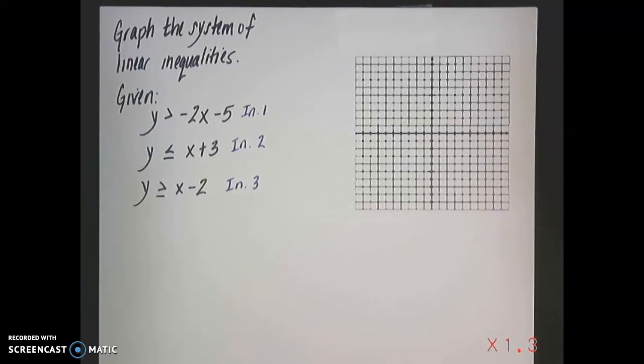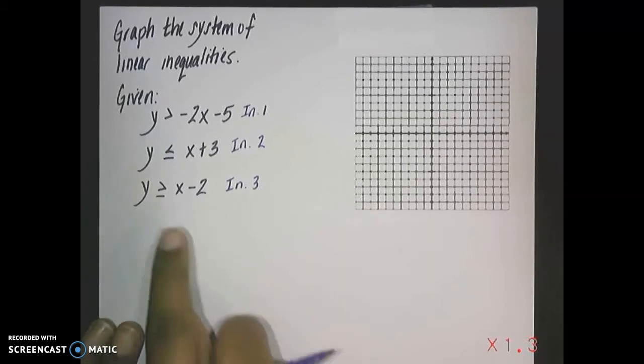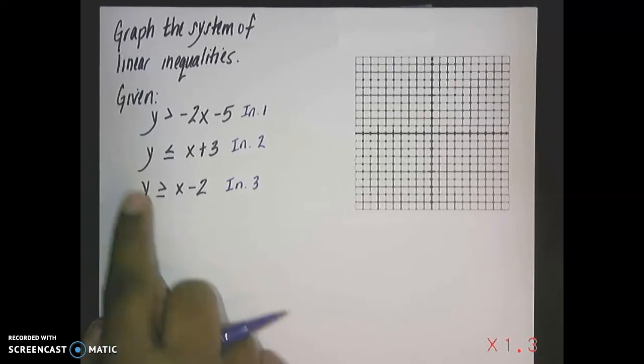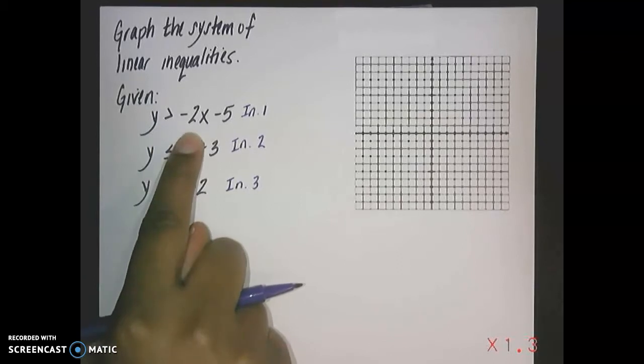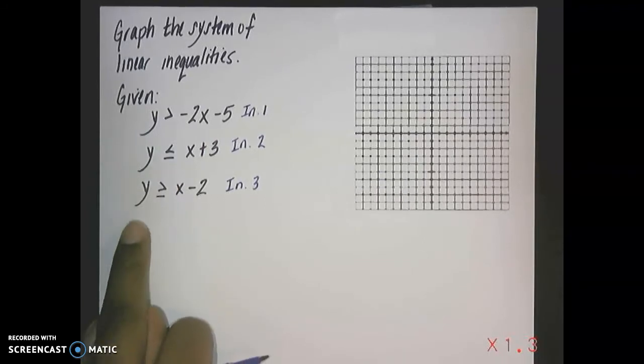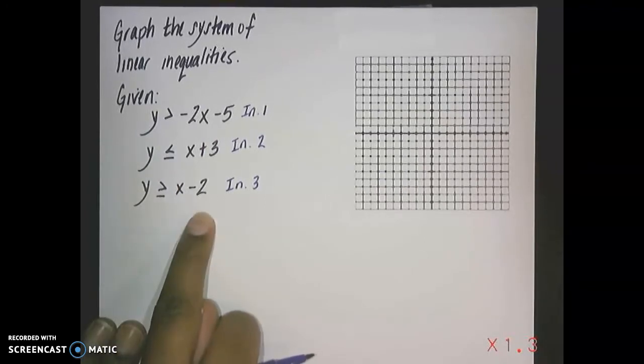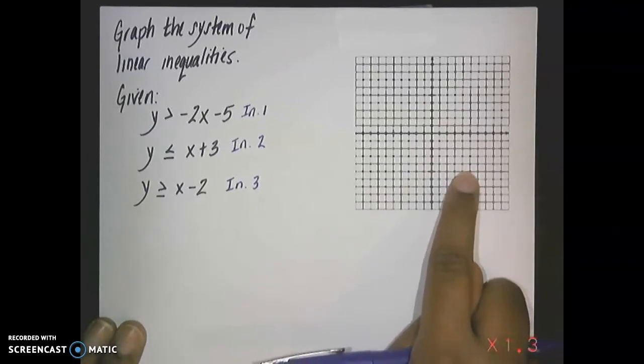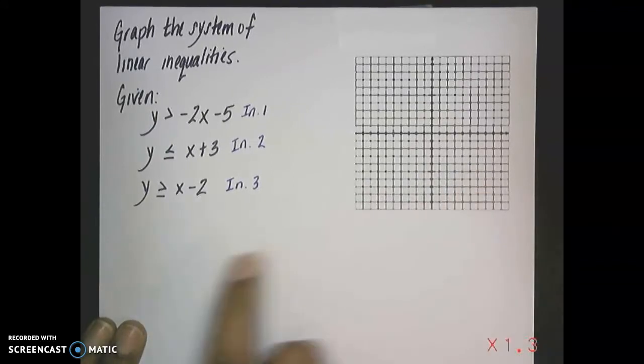This example is going to take you through how you graph a system of linear inequalities. So let's say we're given the following three inequalities. y is greater than or equal to negative 2x minus 5. y is less than or equal to x plus 3. And also y is greater than or equal to x minus 2. So we need to graph those functions here, and we're also going to do some shading.